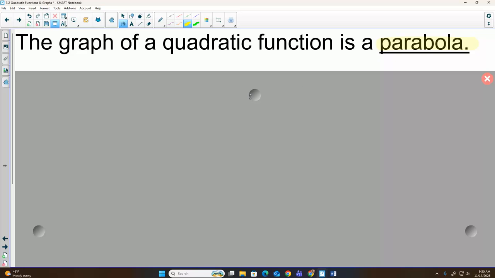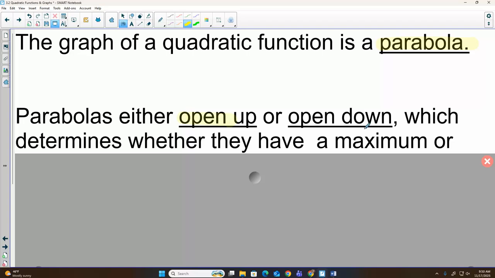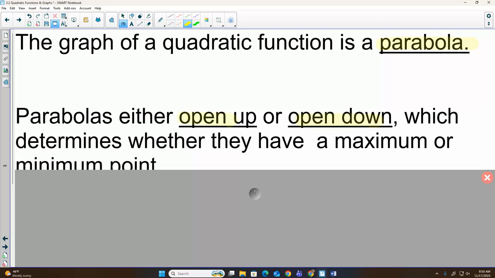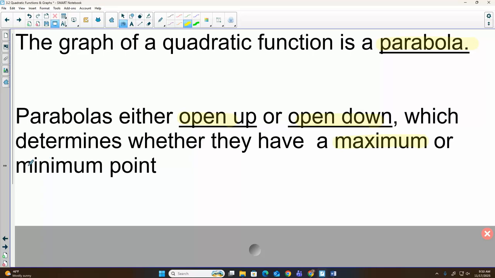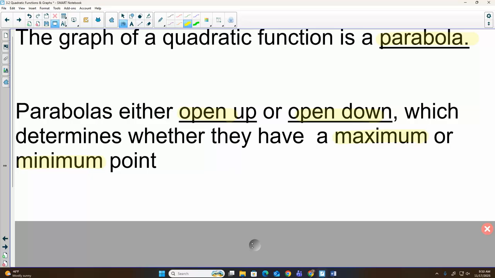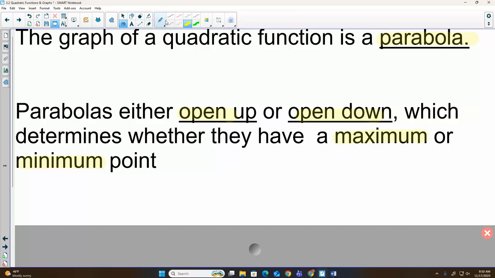And parabolas can either open up or down. And we saw that before. And that's what determines if they have a maximum or minimum point. So if I have a parabola opening up, does it have a maximum or a minimum? Minimum. If it opens down, it has a maximum. That highest or lowest point, it's the max or min.